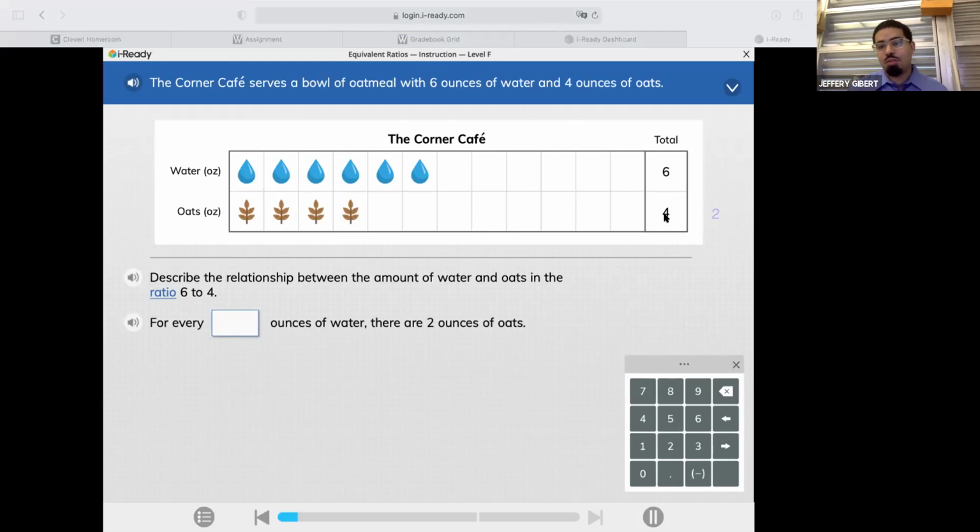So I ask myself, how do I get from 4 to 2? I got to divide by 2. So if I'm dividing by 2 on the bottom, I got to do the same thing on the top for it to be equivalent. So I got to divide by 2. And 6 divided by 2 is 3. So that means there's 3 ounces of water for every 2 ounces of oats.